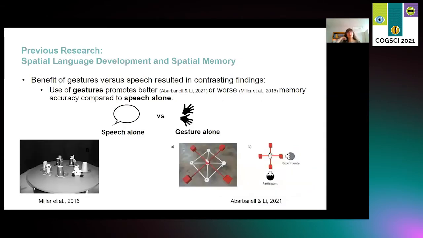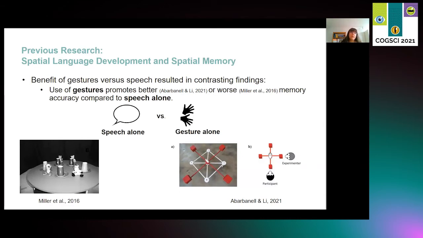Few other studies attempted to include gestures to investigate the relationship between spatial language and spatial memory. In these studies, using gesture alone is compared to using speech alone to solve the task. These comparisons revealed contrasting findings showing that use of gestures promotes either better or worse memory accuracy compared to speech. However, the task used in these studies requires children to select a reference frame to perform the task, and selecting a reference frame requires remembering locations of objects relative to one's own body or distal environmental cues, and this process is relatively difficult for children.